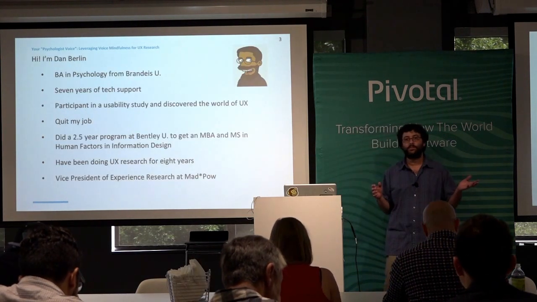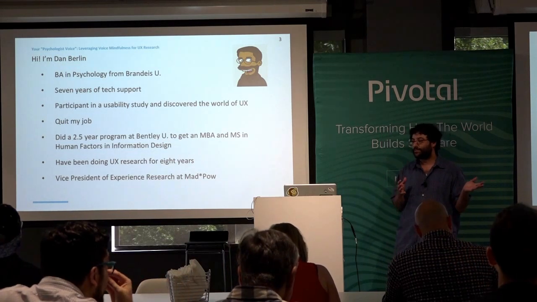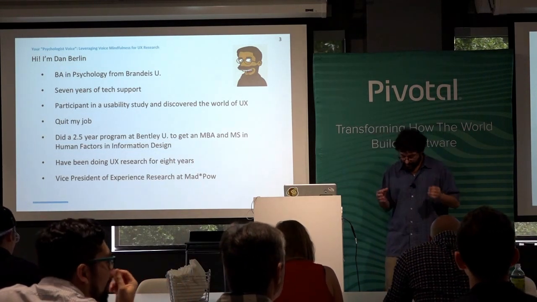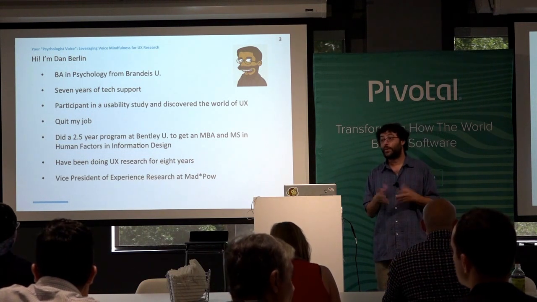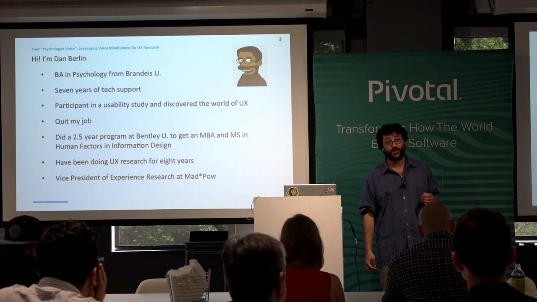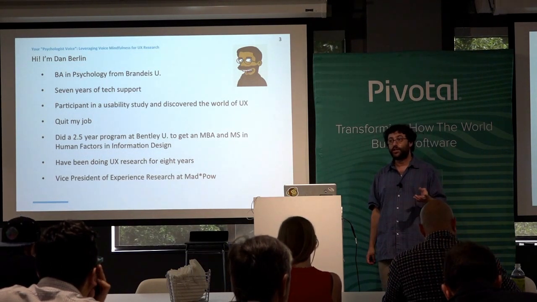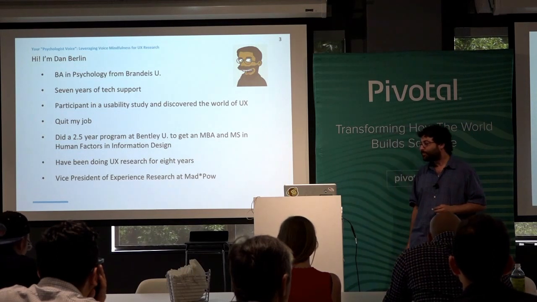So first off, a little bit about me. Hi, my name is Dan Berlin. I started off getting a BA in psychology from Brandeis, and then I did what any psychology major would do. I went into tech support. Because there's nothing you can do coming out of undergrad with a psychology degree. But I did tech support for SeaChange International, the video server company based out of Acton.